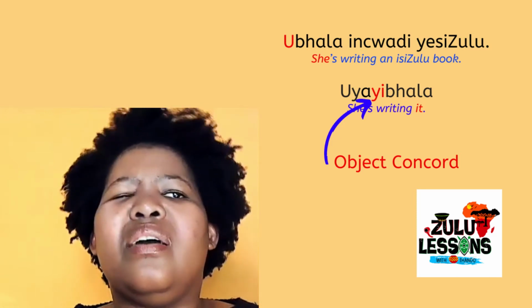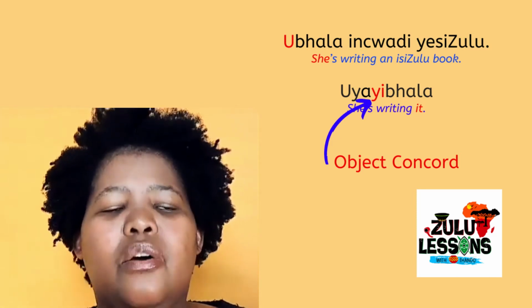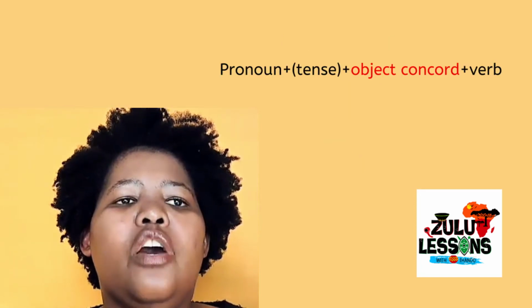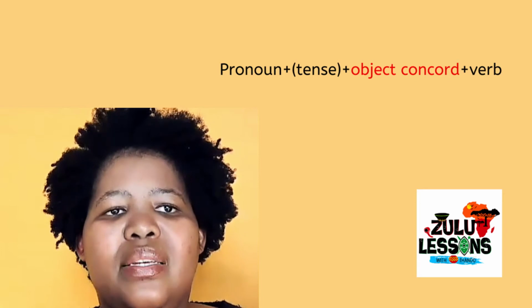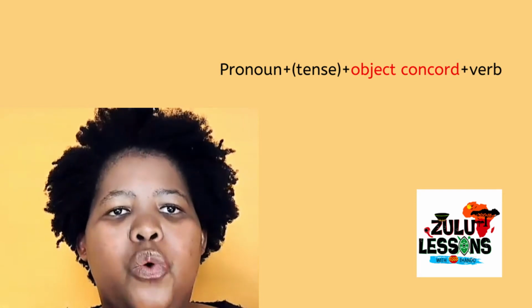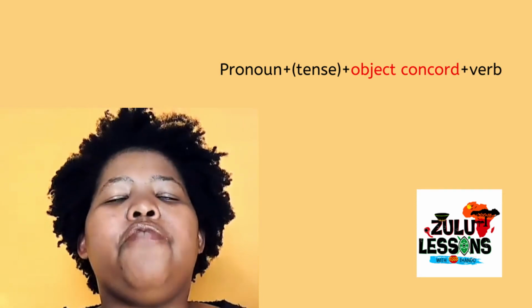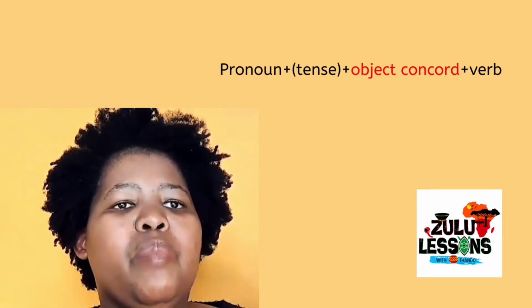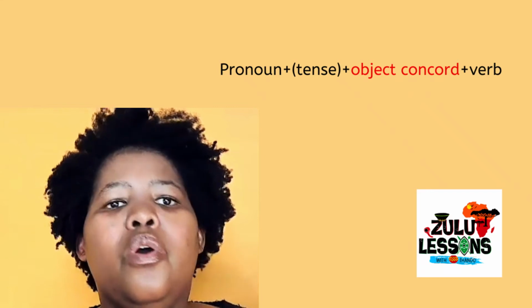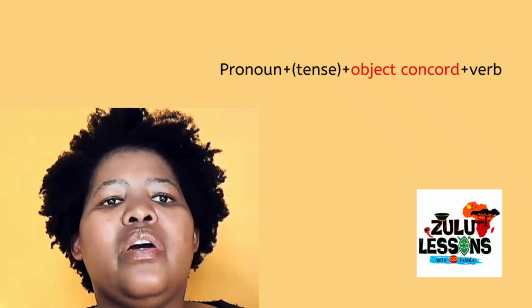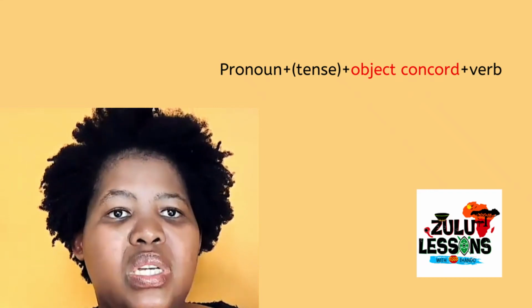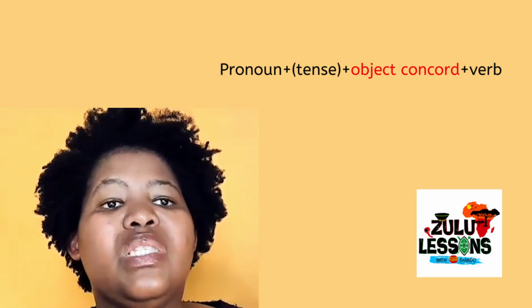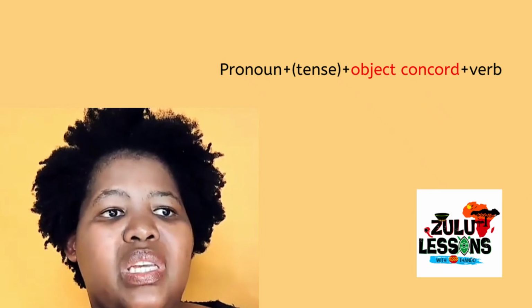Let's use other nouns as objects of a sentence. So the structure of the sentence will then look like this. It will be your pronoun, followed by your tense article if you have one, so maybe the ya or the zo. And then you have the object concord itself, and then the verb. So that will be your sentence structure as we work with these.